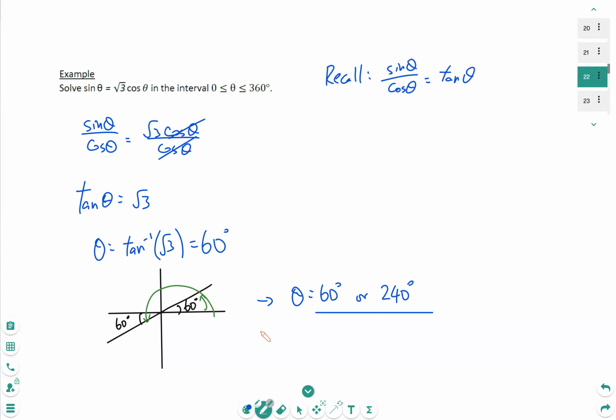Okay. Well, how do you double check your answer? For this one, we should try substituting into the original if we can. To check our answer, we should do sine 60 equals root 3 cos 60. You do sine 60, which is root 3 over 2. And then you do root 3 cos 60 on the right hand side, which is also root 3 over 2. So I know that's correct. Do the same for 240, you'll get the same answer. Substitute in the left and the right, they both equal.